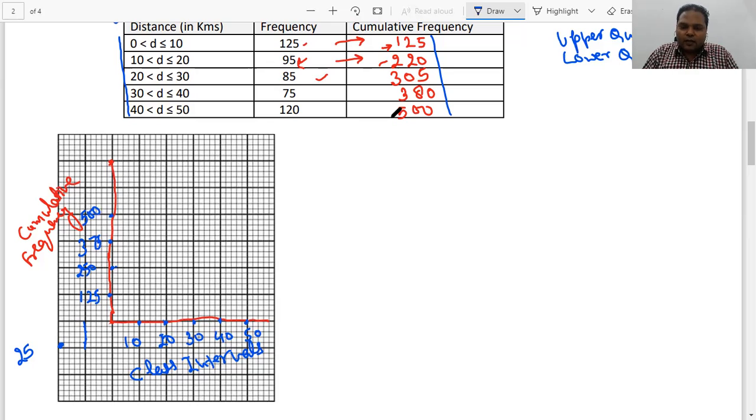Okay, now for the first class interval, the data is 125. So the first class interval, that is ending at 10, the maximum limit, and the 125 mark is here. Similarly, for the next one, it is 220. So 220 will come, this is 250, this is 225, so slightly lesser than that, somewhere here.